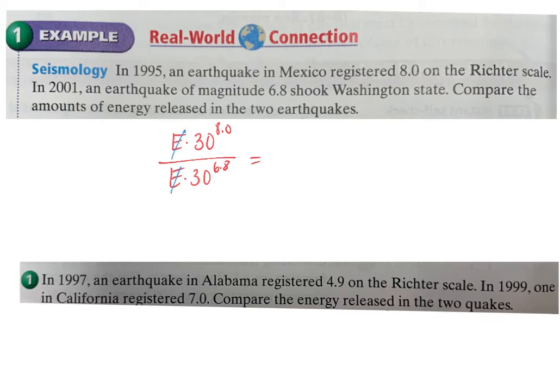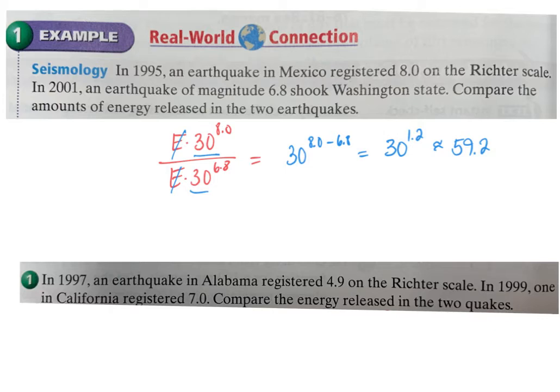My 30s would cancel here. If I have like bases, what do I do with my exponents? Subtract. Yeah, I just subtract. So I'm going to have 30 to the 1.2. If I put that into a calculator, the energy difference is 59.2. So the earthquake in Mexico released 59 times as much energy as the earthquake in Washington.